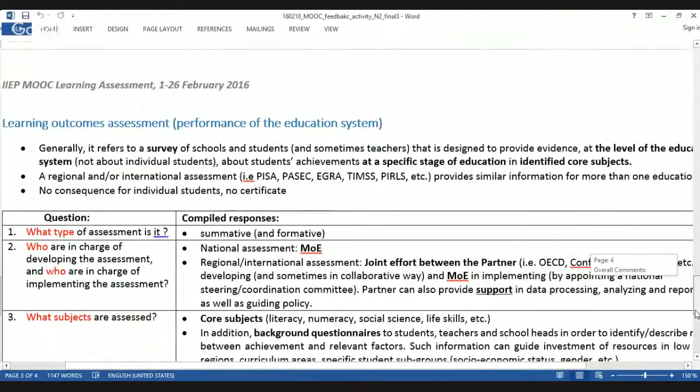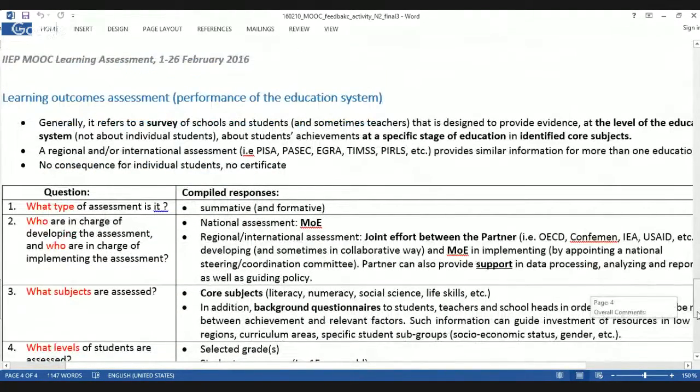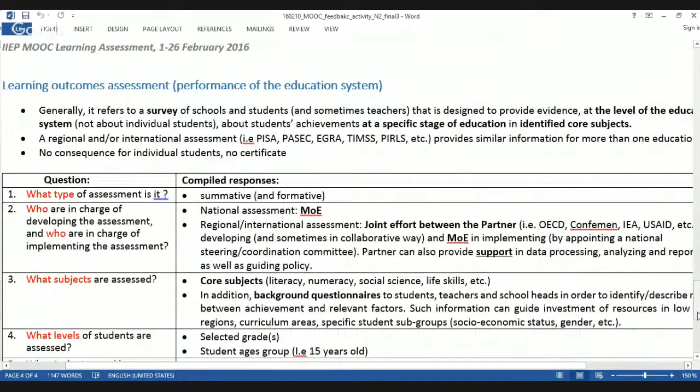The last type of assessment described by the participants is what I call the learning outcomes assessment. And here, the assessment is not focused on individual students. It's more focused at the level of the education system. It used to be a survey of schools and students and sometimes teachers, designed to provide evidence about the level of the education system, on the performance of pupils at a specific stage of education and in some subjects, not all of them.